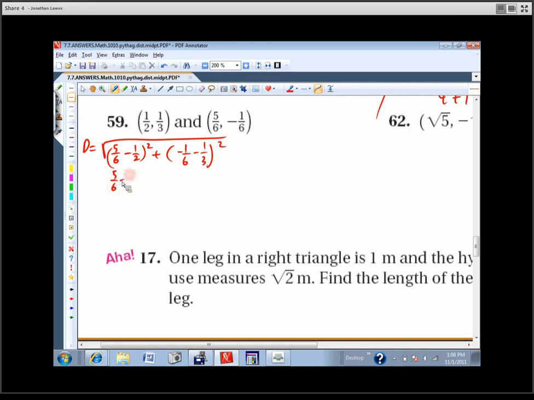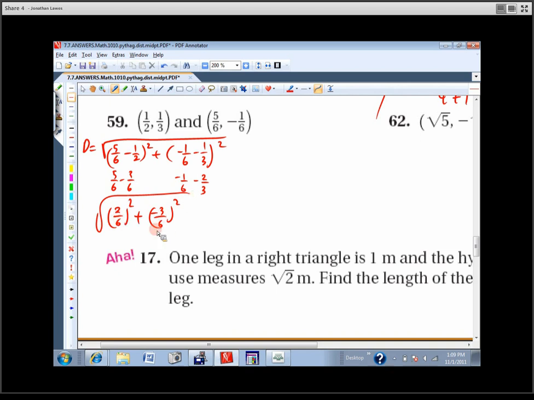So this is going to be, let's see, 5/6 minus 3/6. So that's going to be 2/6. If I do this problem right here, if I get 6, this is going to be minus, let's see, 1/6 minus 2/3. So that's going to be -3/6, and I've got to square this, and I've got to square this. Now, does somebody want to ask me a question?